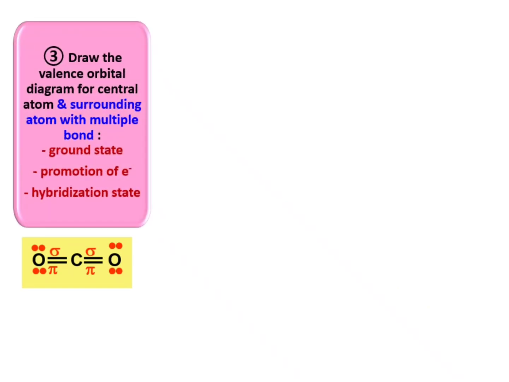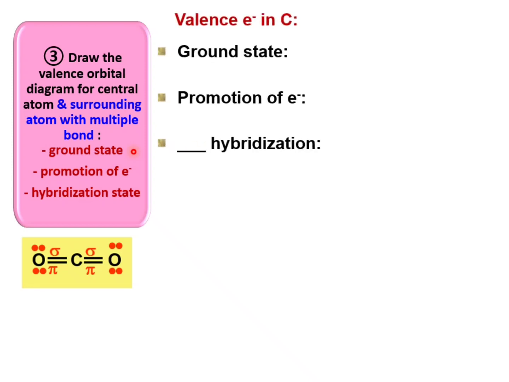So before we draw the valence orbital diagram for the central atom and the surrounding atom, which is oxygen just now, we predict the type of bond involved here. We know that one double bond consists of one sigma bond and one pi bond. Here also the same, one sigma, one pi bond. Like that. Can you see? So once we have determined it like this, then we make the valence orbital diagram.